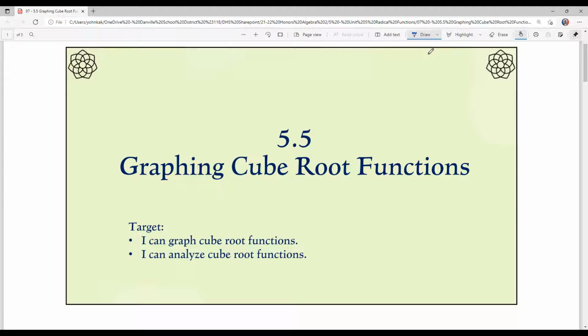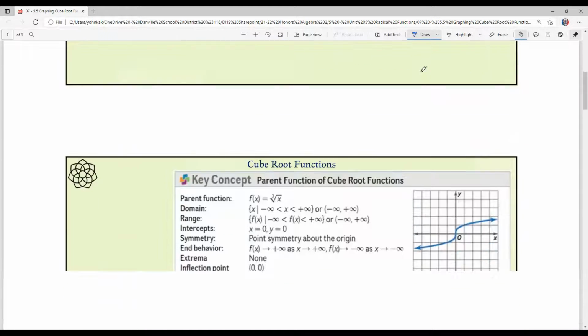Hey kids, welcome to section 5.5, graphing cube root functions. Today you're going to learn how to graph cube root functions and how to analyze cube root functions.